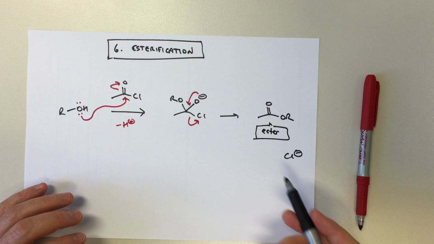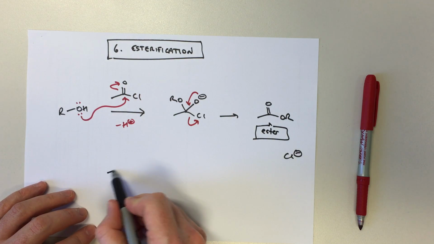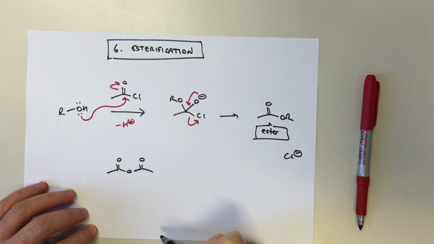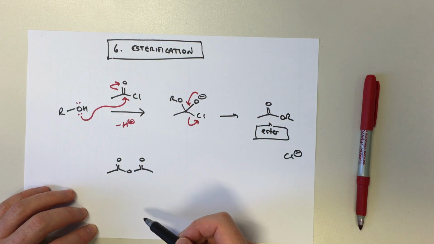Now, you should also be able to do this reaction by, instead of using an acid chloride as your reagent, the alcohol would also react with an acid anhydride. Here's an example of an acid anhydride. I expect you to be able to do the same reaction using an acid anhydride instead of an acid chloride. That's it.